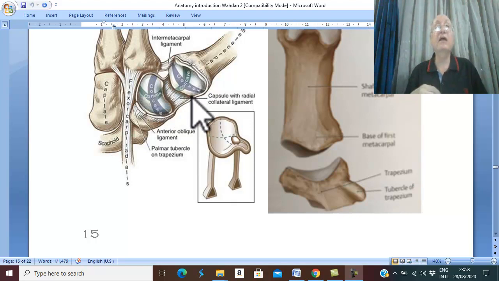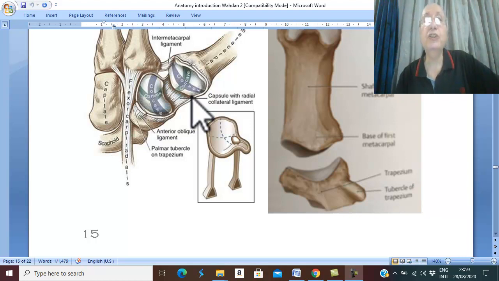Because it is like a cowboy riding his horse, it is called the saddle joint. Therefore, the biaxial joints, there are three examples: condyloid, like the knee and temporomandibular joint, and ellipsoid, which is the wrist joint, and the first carpometacarpal joint, which is saddle in shape.